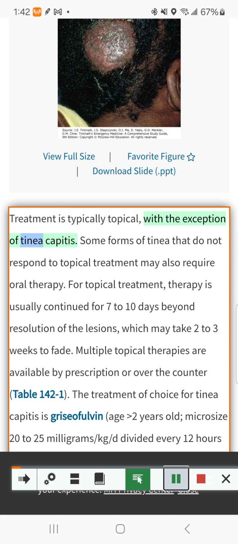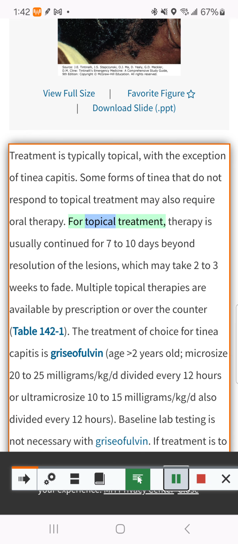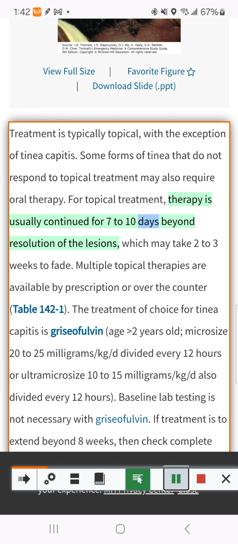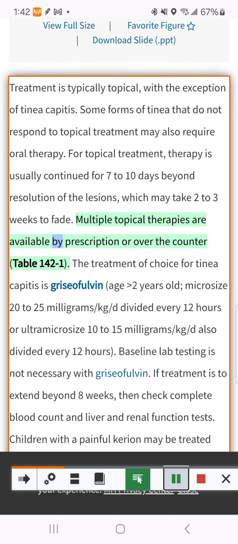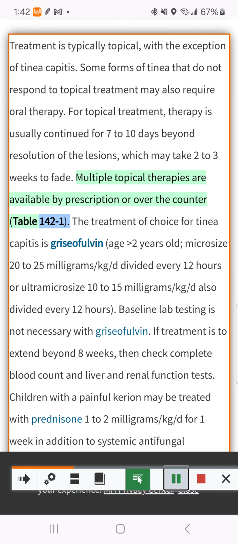Treatment is typically topical, with the exception of tinea capitis. Some forms of tinea that do not respond to topical treatment may also require oral therapy. For topical treatment, therapy is usually continued for 7 to 10 days beyond resolution of the lesions, which may take 2 to 3 weeks to fade. Multiple topical therapies are available by prescription or over the counter, Table 142-1.